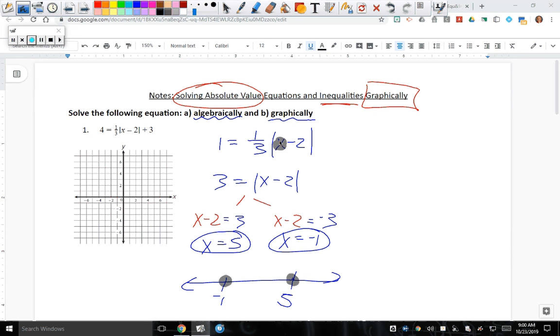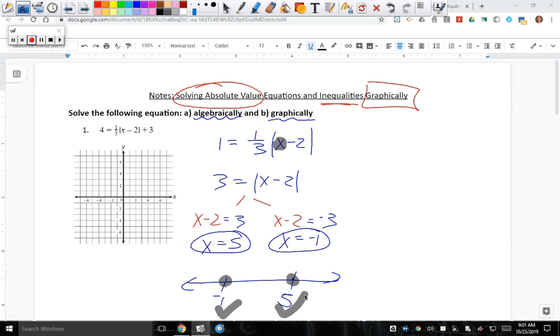-1 minus 2, you help me out, is what? -3, right? Absolute value of -3 is 3. 3 times 1/3 is 1. So -1 checked out. Doing a little bit reviewish. 5 minus 2 is 3. Absolute value of that is 3 times 1/3 is 1. This one works. So algebraically, I got 2 answers from this.